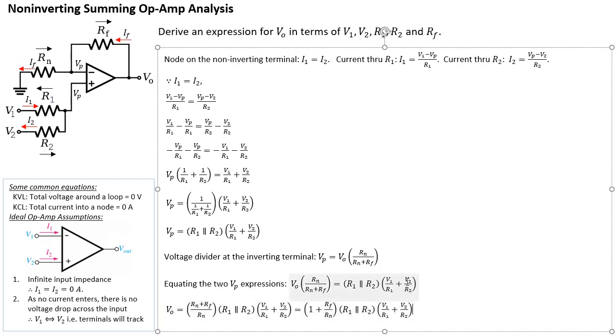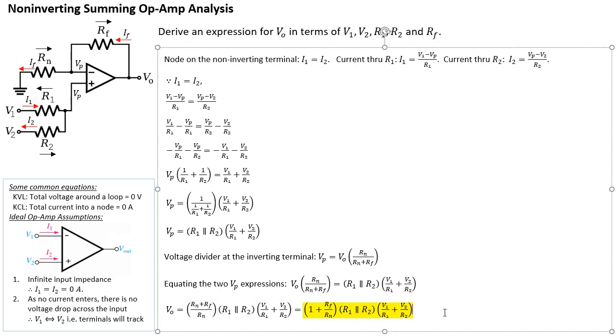And then you also have this R1 parallel with R2. If you remember, for R1 parallel with R2, what we do is we multiply the two terms divided by the addition of the two terms. So let's just look at one scenario. For example, what we have right now is the full expression for what VO is.